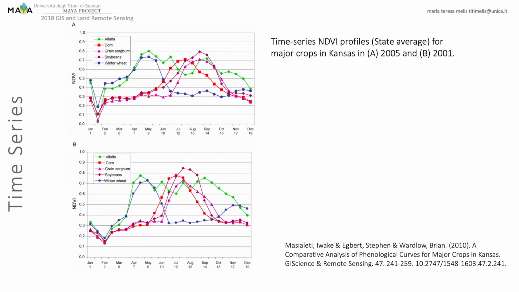Here you see two examples of time series composed of NDVI profiles of crops in Kansas. And you see that there is a regular acquisition of data. So along the year, we can analyze the dynamics and health of the vegetation during a year. Thank you.